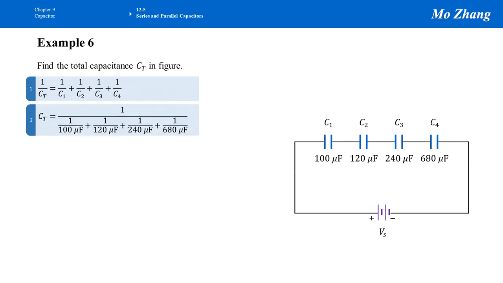The other version of this formula is this. Ct equals 1 over the reciprocal sum. That is 1 over 100 microfarad plus 1 over 120 microfarad plus 1 over 240 microfarad plus 1 over 680 microfarad. If we enter these numbers into the calculator, it is 41.72 microfarad.